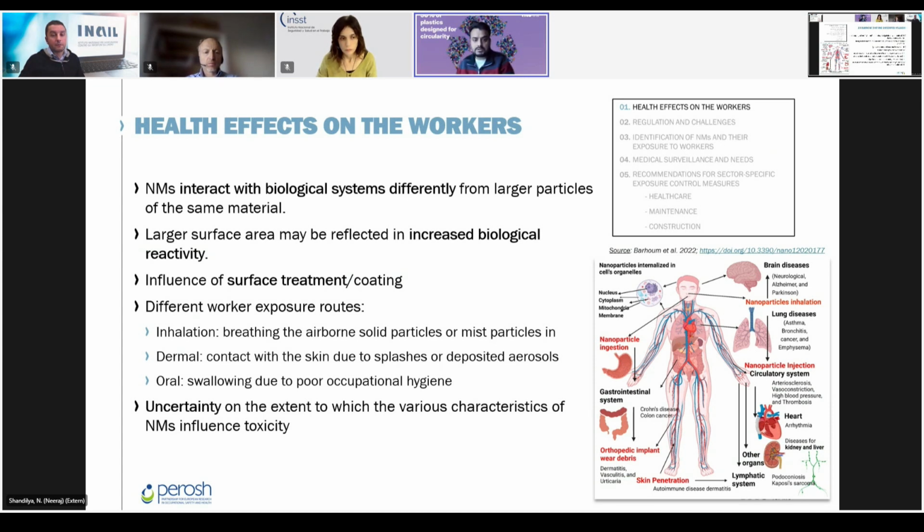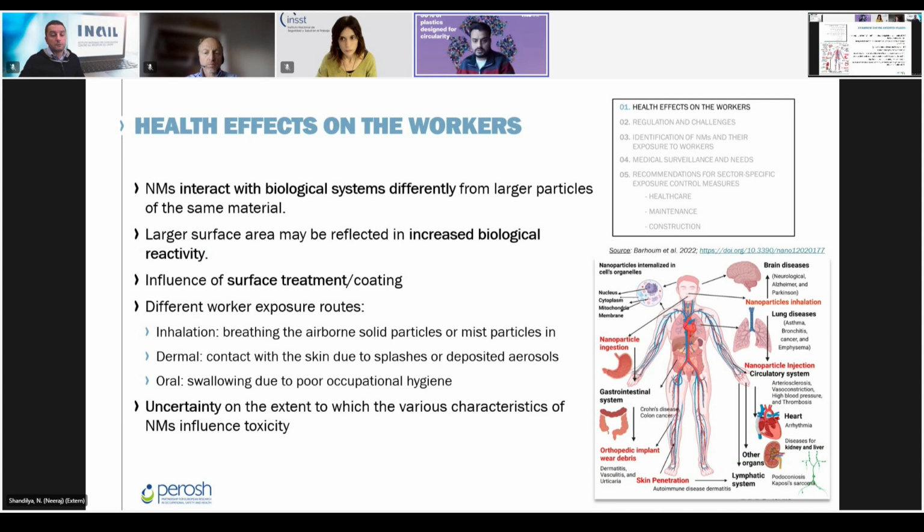Also, the same mass of nanomaterials will have a much higher surface area than an equal mass of a macro form or a bigger size with the same chemical composition. This larger surface area may be reflected in increased biological reactivity, which ultimately results in a greater toxic dose response.